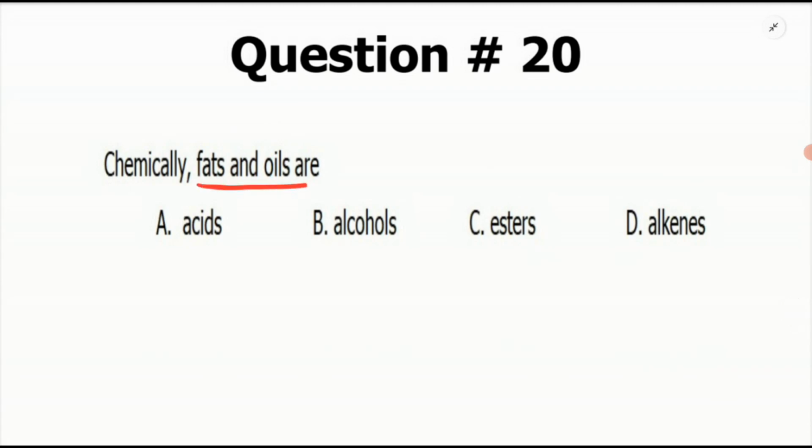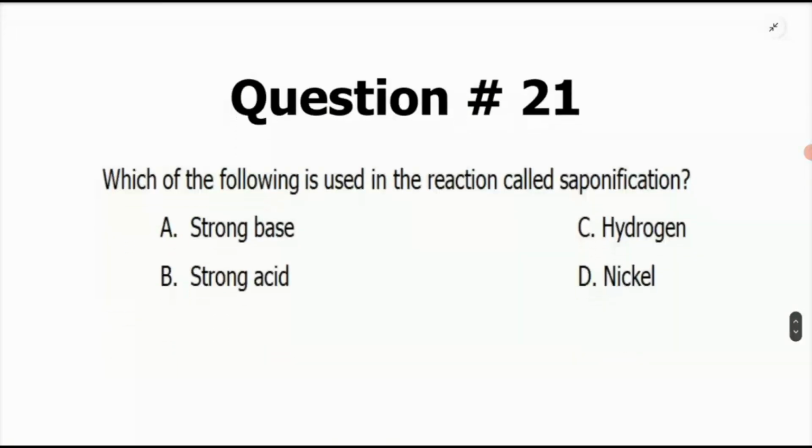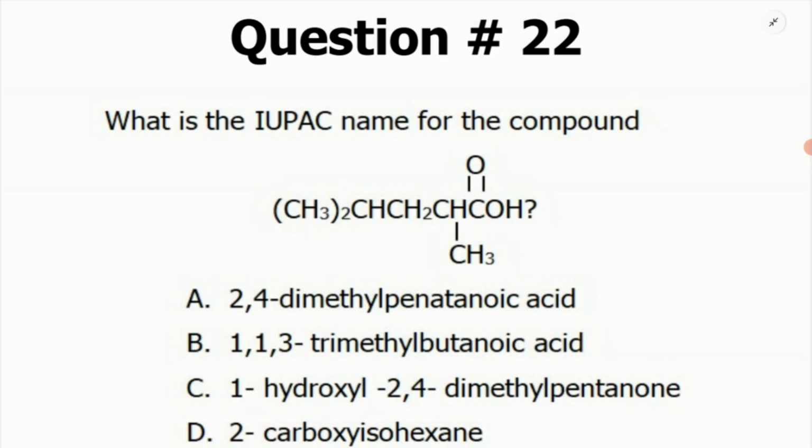Chemically, fats and oils are what? Are they acids, alcohols, esters, alkenes? Which of the following is used in the reaction called saponification? Strong base, strong acid, hydrogen, or nickel? What is the IUPAC name of the compound below? And the functional group is carboxylic acid.